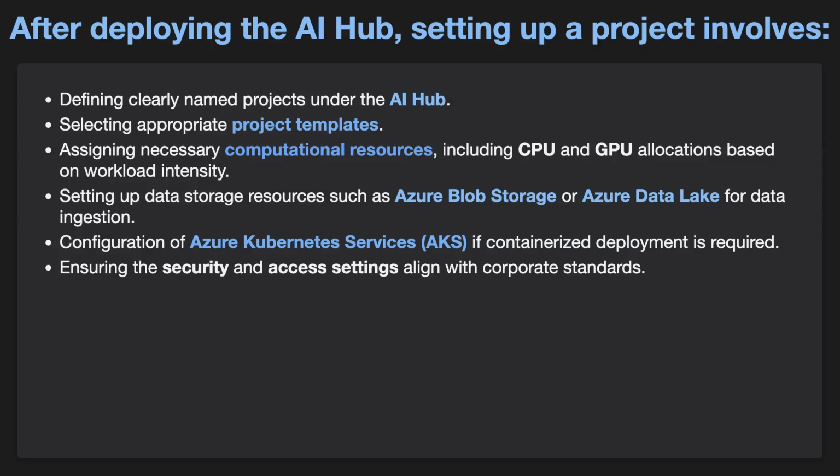After deploying the AI Hub, setting up a project involves defining clearly named projects under the AI Hub, selecting appropriate project templates, assigning necessary computational resources, including CPU and GPU allocations based on workload intensity, setting up data storage resources such as Azure Blob Storage or Azure Data Lake for data ingestion, configuration of Azure Kubernetes Services, AKS, if containerized deployment is required, ensuring the security and access settings align with corporate standards.